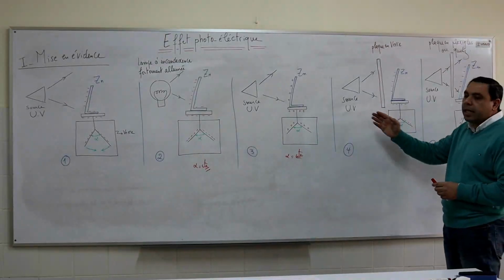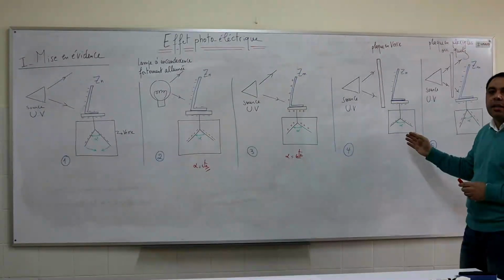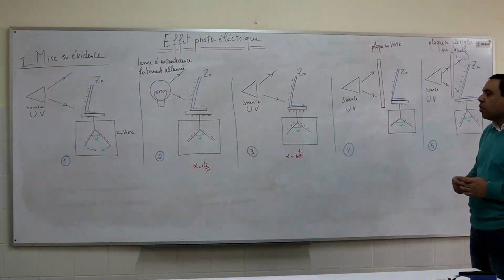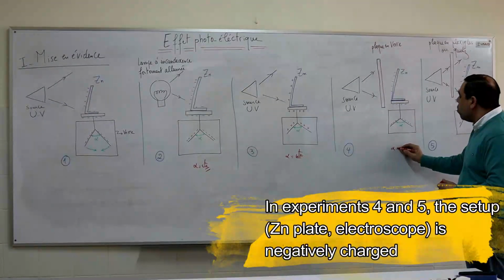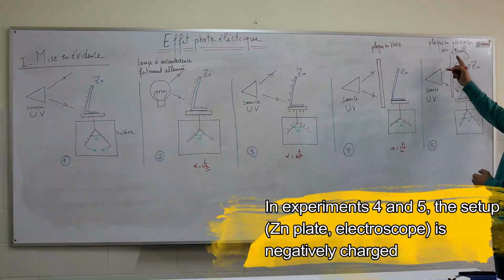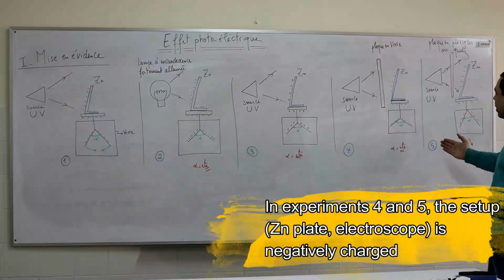In the fourth experiment, we placed a glass plate between the ultraviolet lamp and the setup. We notice that the angle between the leaves remains constant. When replacing the glass plate by plexiglass or quartz, we notice that the angle between the leaves decreases with time. So what can we say about the fourth and fifth experiments?